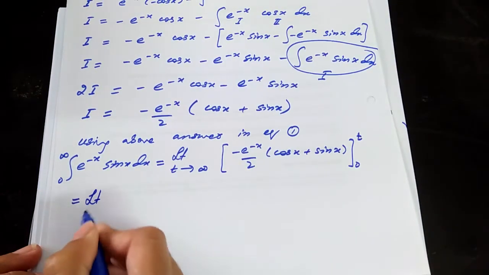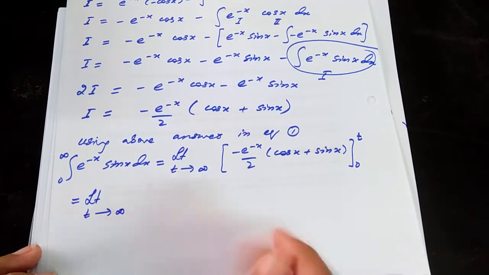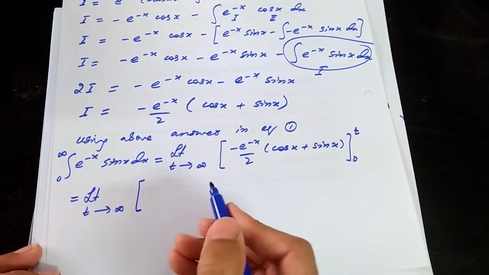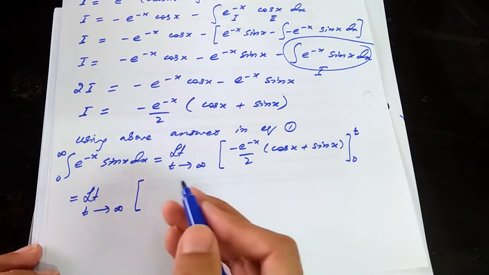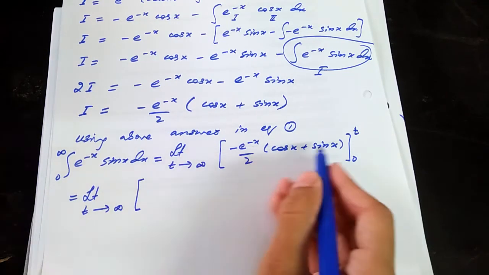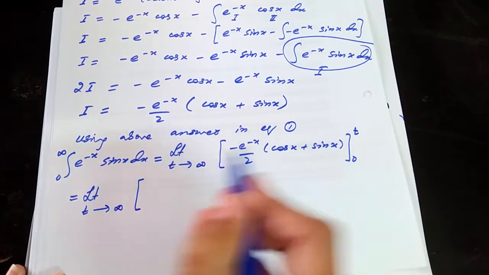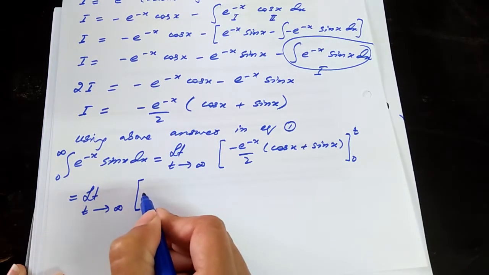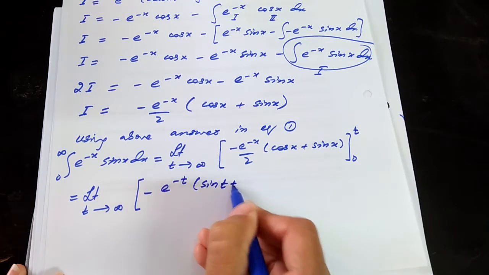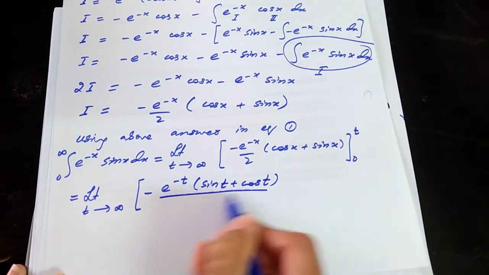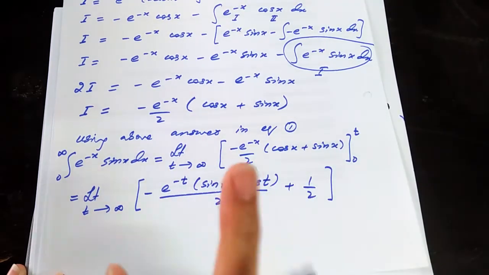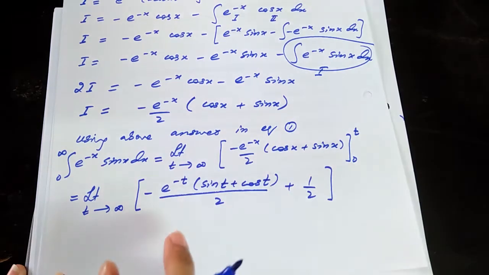This will be equal to limit t approaches infinity. After applying the limits of integration, and you know that very well, I also solved definite integral exercises in the 4th chapter, so it will not be difficult for you to apply this limit. First of all, apply the upper limit, then minus the lower limit. The answer will come like e raised to power minus t, sine of t plus cos of t, divided by 2, plus 1 by 2 here. After applying the upper limit, minus the same function with the lower limit.